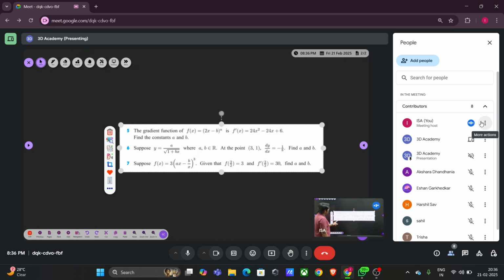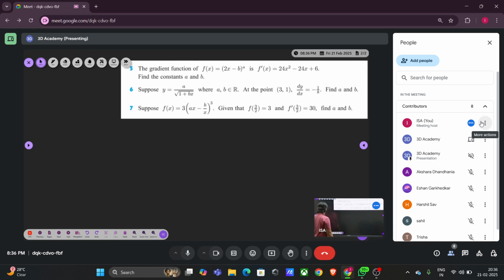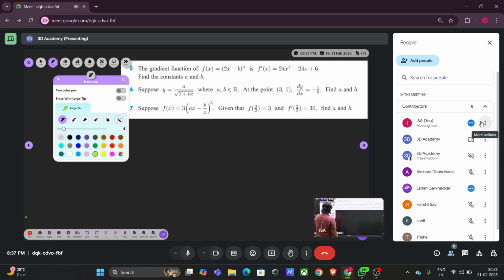तुमने स्कूल में इससे ज्यादा टफ क्वेश्चन सॉल्व किया क्या, ईशान? ईशान गारखेड़कर, हाँ? Have you solved questions more tough than this, more advanced questions than this? Okay.